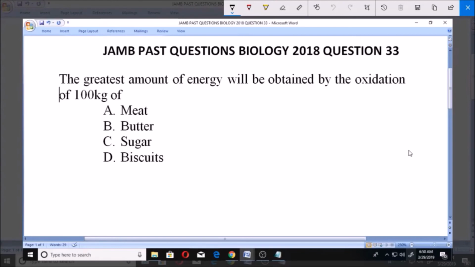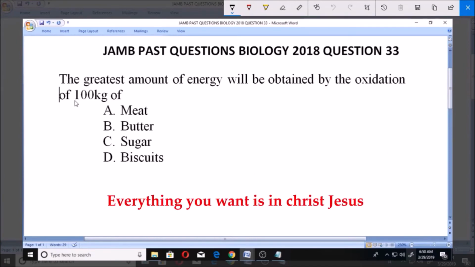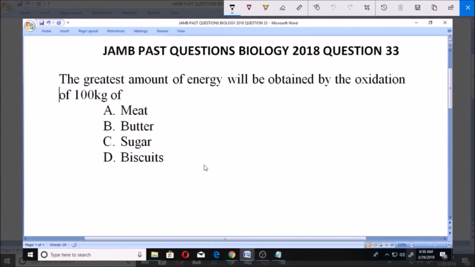Let's look at these Jamb past questions, biology 2018. Question number 33. The greatest amount of energy will be obtained by the oxidation of 100 kg of A. meat, B. butter, C. sugar, D. biscuits.